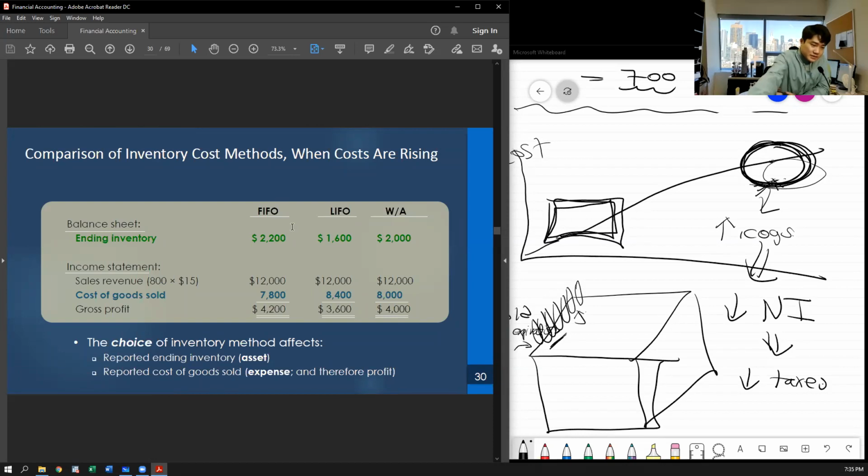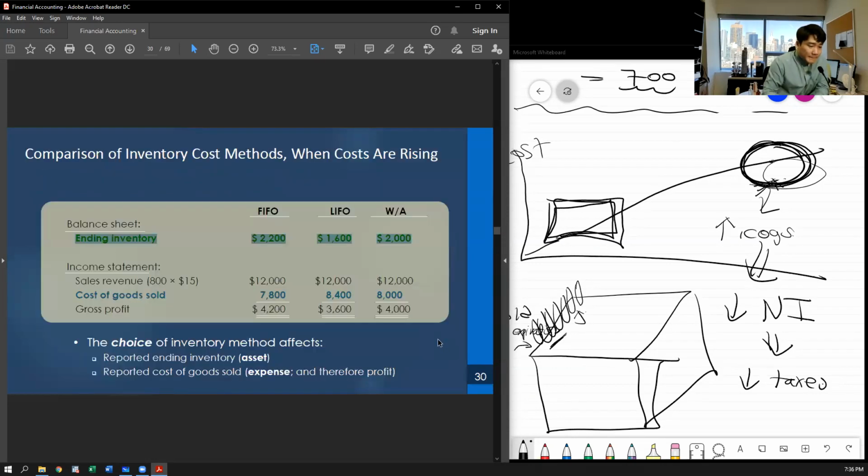So basically, this is the summary of what we've been discussing. Depending on the choice of the inventory method, your cost of goods sold will have a different dollar amount, and that also will have an impact on your ending inventory. Okay, that's basically it.